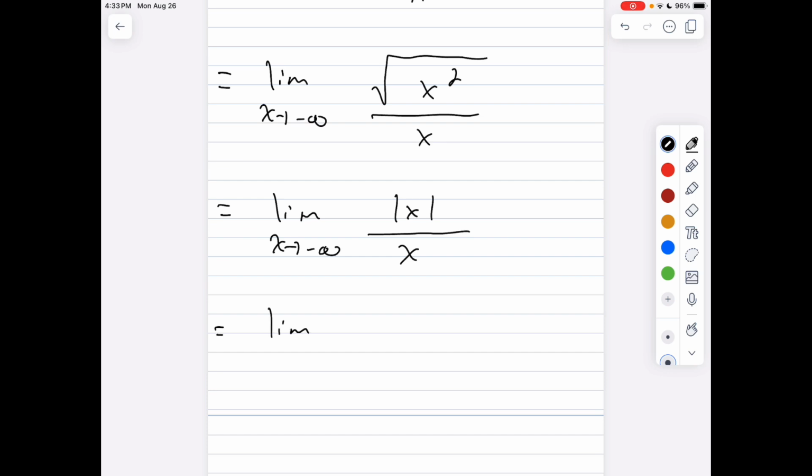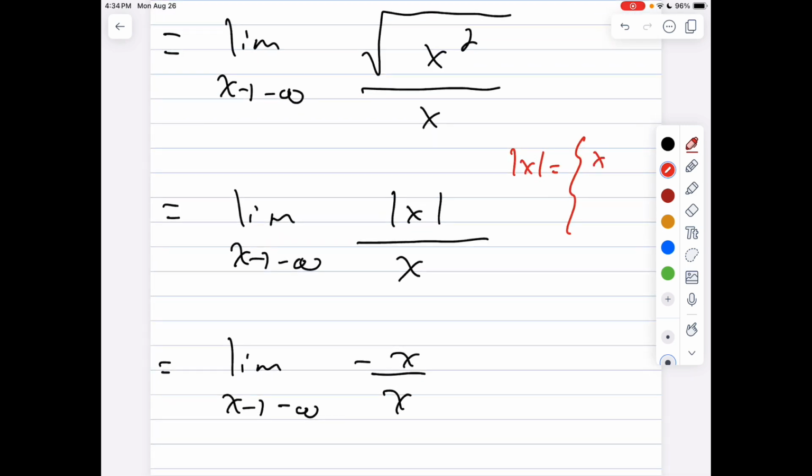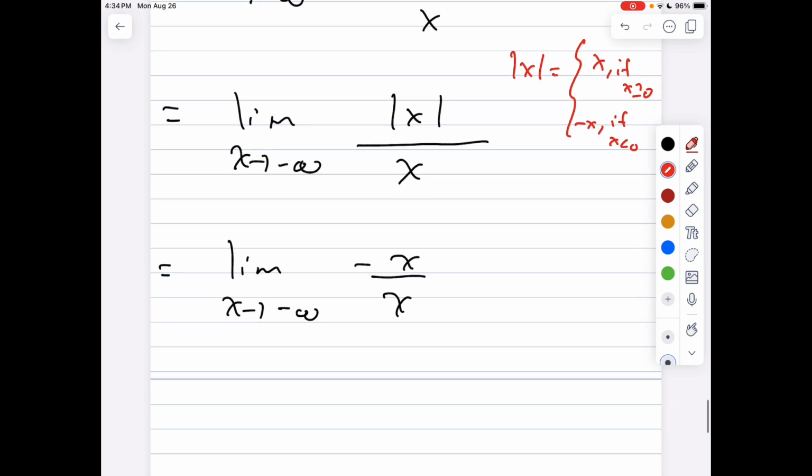And because you're going to negative infinity, the absolute value of x becomes minus x, so it's minus x over x. So by definition, the absolute value of x is equal to two parts. It's equal to x if x is greater than or equal to 0, or it's negative x if x is less than 0. Okay. And so that's what happened here. x became negative x because you're going to negative infinity. And these two cancel out and you just get negative 1.